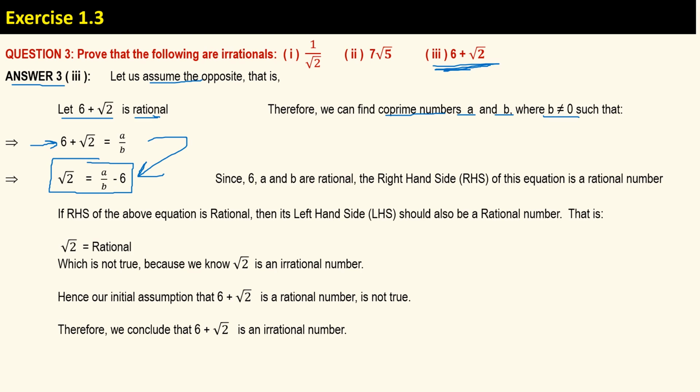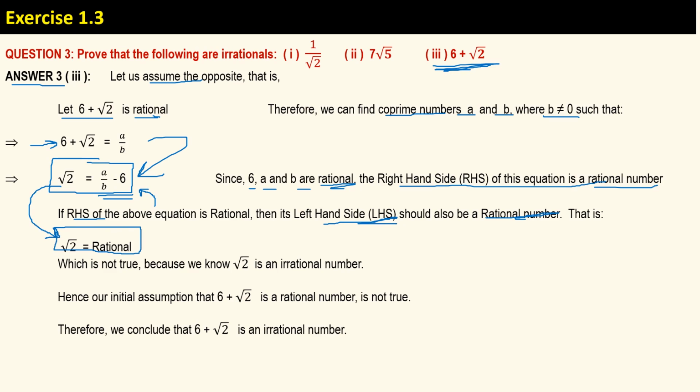If we look at the right hand side of this equation, we see that it is a rational number because all the numbers on this side, that is 6, a and b, are rational. So if the right hand side of this equation is a rational number, then the left hand side should also be a rational number. That is, square root of 2 is equal to a rational number.